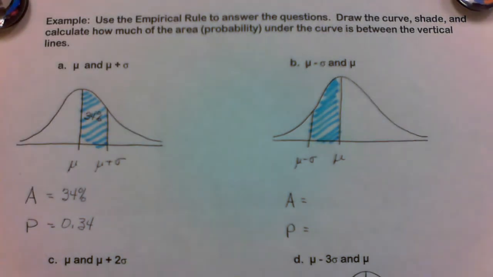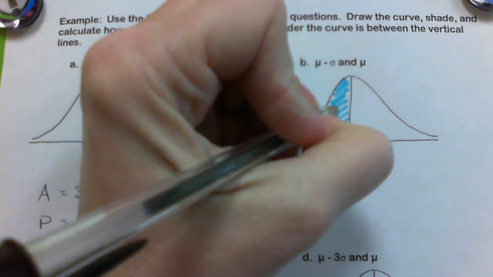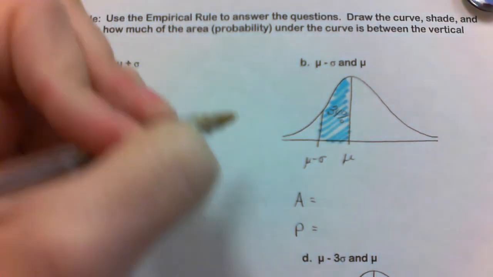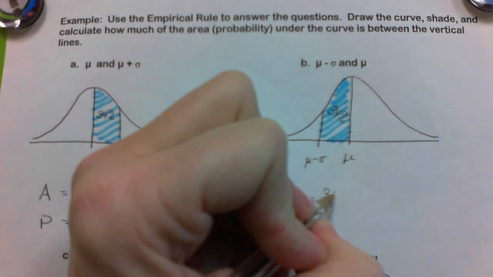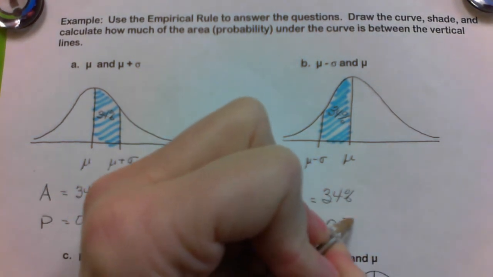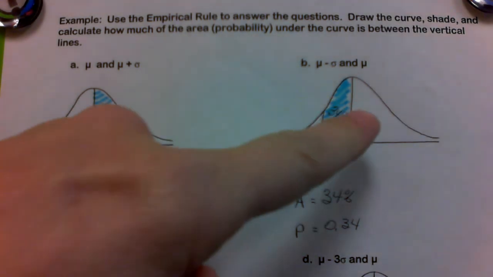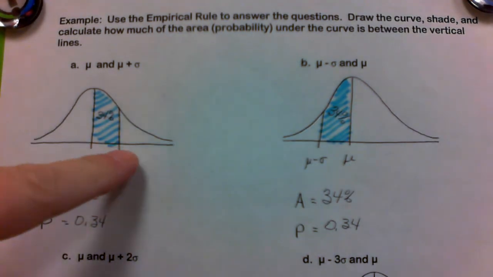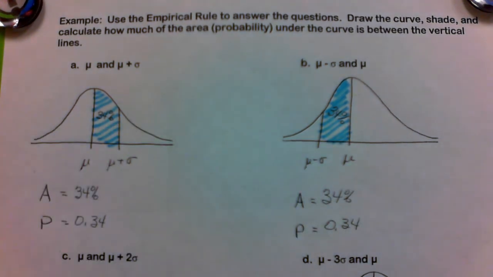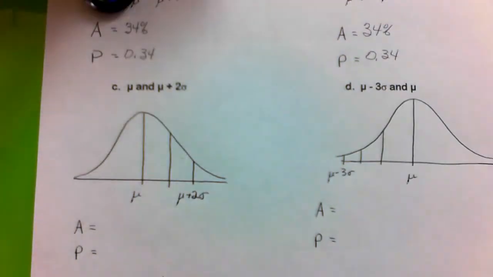And then using the empirical rule in the table that we looked at on the last page of notes, this is also 34%. So the area would be 34%, or as a probability would be 0.34. So these have the same area, it's just one is on the plus side and this one is on the minus side. All right, let's look at some additional examples.